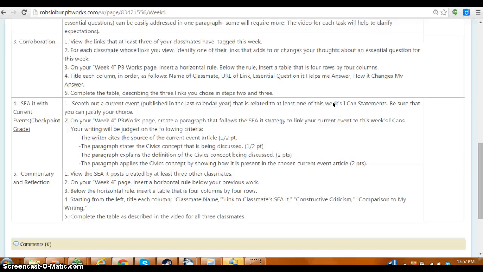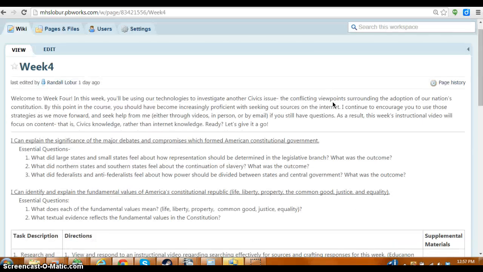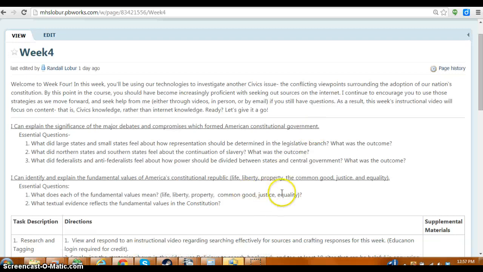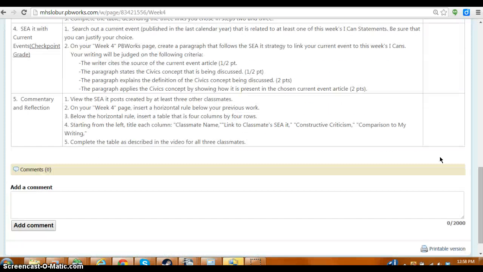And number 4, where you're looking at your current event, to link that back to your I Cans, it might be appropriate to look at how any of these principles are dealt with in the news today, if at all. You might want to also address anything that has come up in the news lately, maybe particularly with anti-federalists and the relationship between the state and central government. Even though modern people might not necessarily go by that name, there is still certainly disagreements about the size of government and the role that the central government should play that might prove interesting for your research.